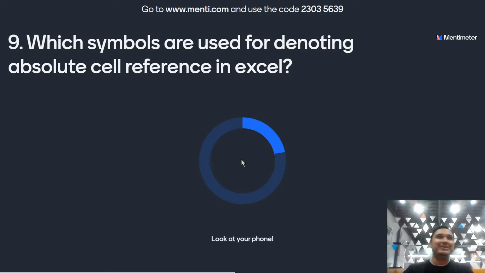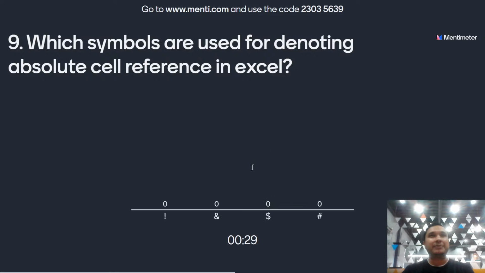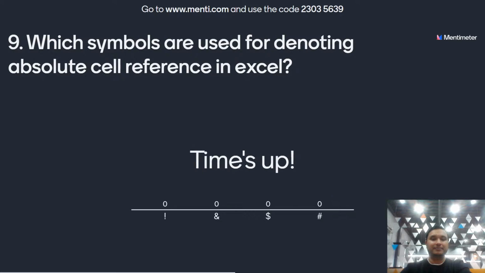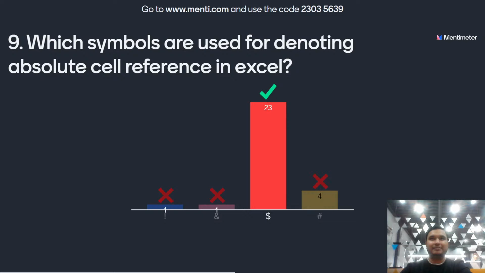Question number 9: which symbols are used for denoting absolute cell reference in Microsoft Excel? You can see the 4 options: the exclamation mark, dollar sign, ampersand symbol, or simple hash. Which of these symbols are used for denoting absolute cell reference in Microsoft Excel? Almost everyone has answered this one very quickly. 3 more seconds. Okay, almost everyone got the answer right, which is the dollar symbol.